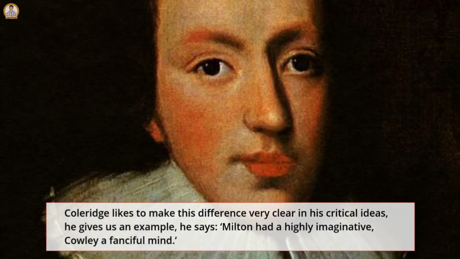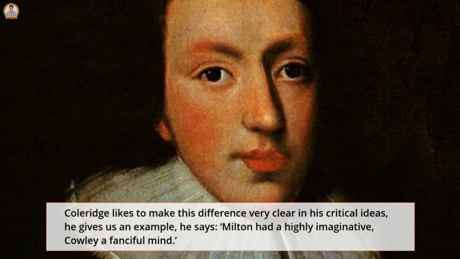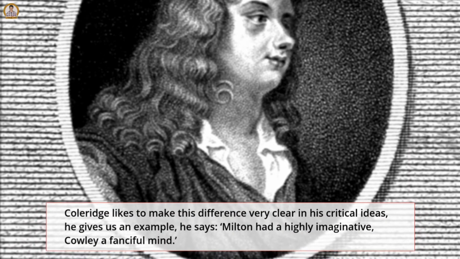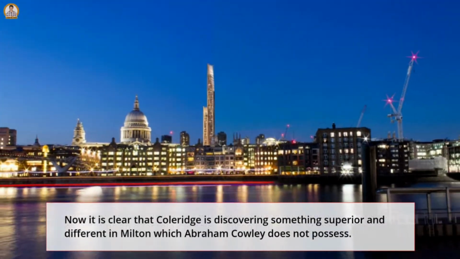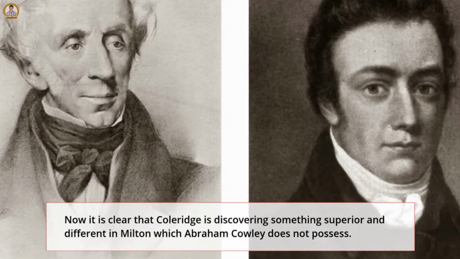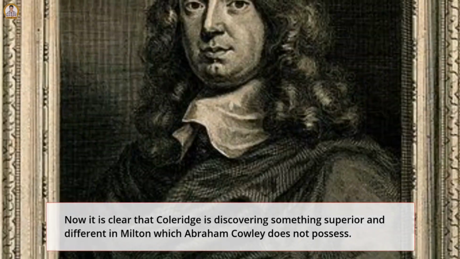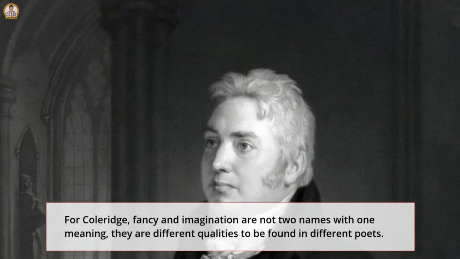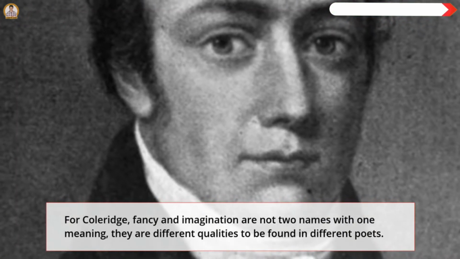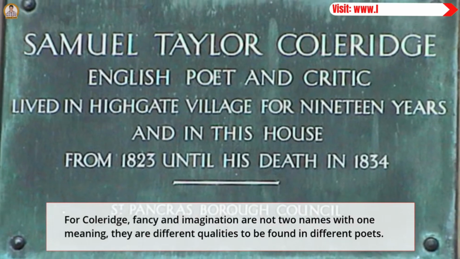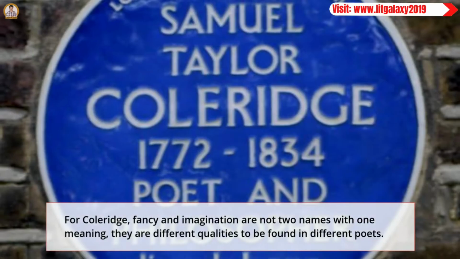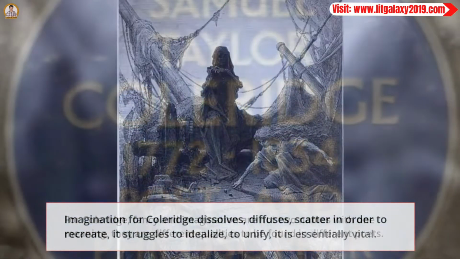He gives us an example. He says, Milton had a highly imaginative, Cowley a fanciful mind. Now it is clear that Coleridge is discovering something superior and different in Milton which Abraham Cowley does not possess. For Coleridge, fancy and imagination are not two names with one meaning, they are different qualities to be found in different poets.